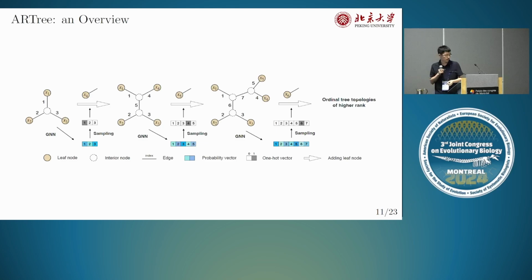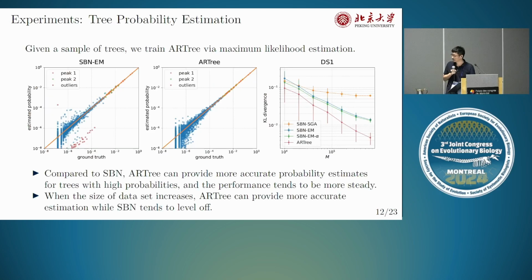And this is an overview of our AR tree. We start from the initial tree, right? And then we use these GNNs to aggregate those edge features, and then we use a softmax to get this conditional distribution, and we sample from this conditional distribution to get the edge to attach the next taxa. We can keep on doing this until we arrive at the final stage that has all the taxa on the tree.